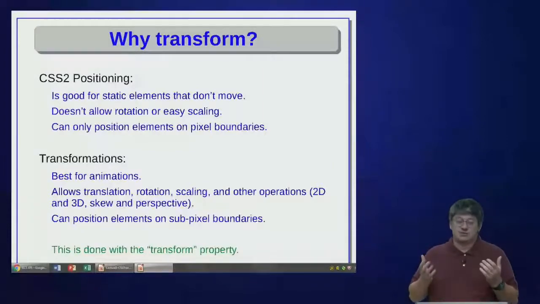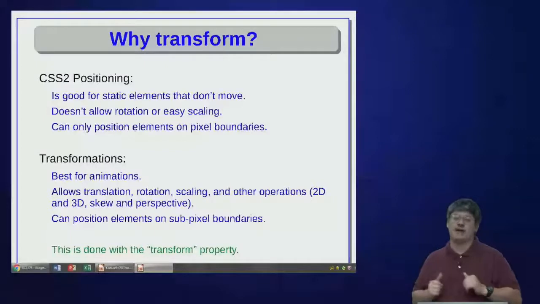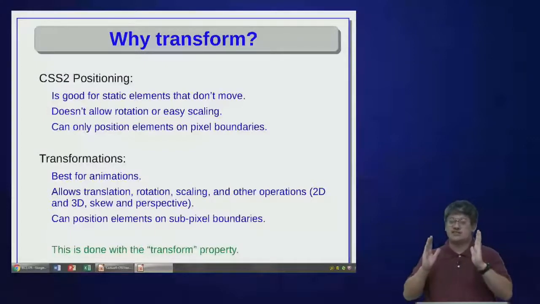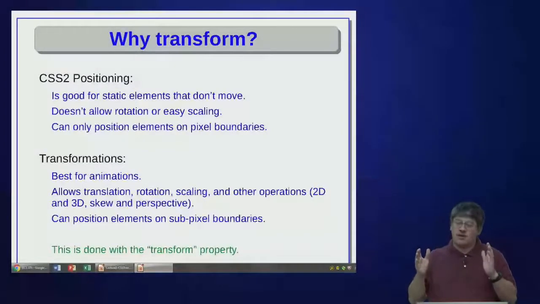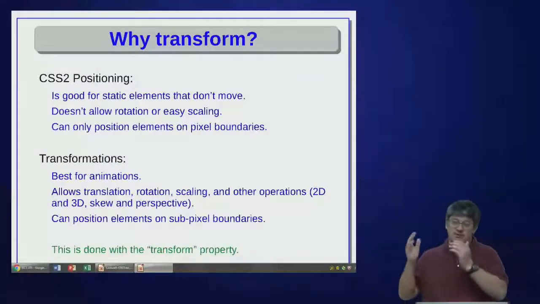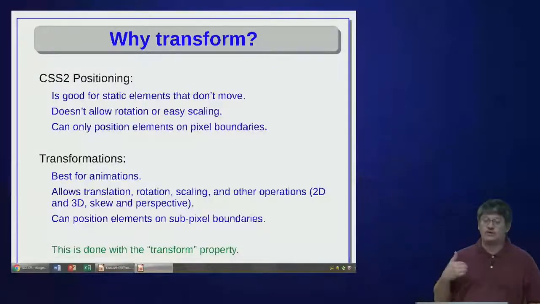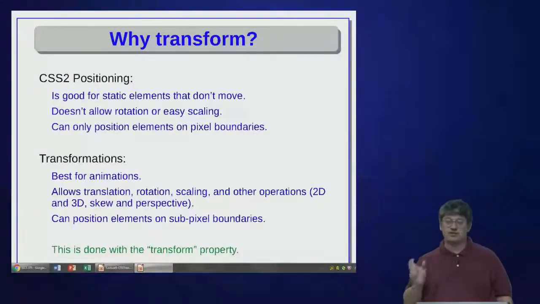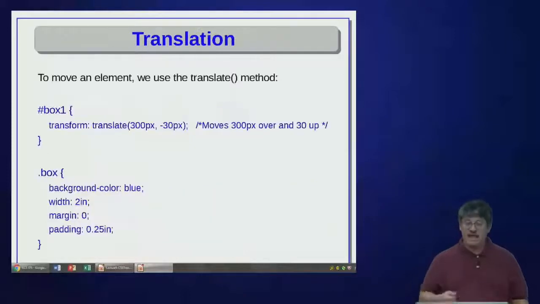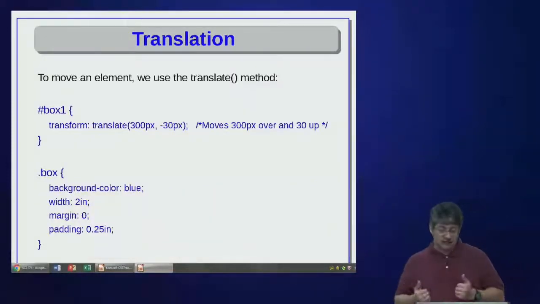If we use CSS3 transformations, we can actually position things on sub-pixel boundaries. In other words, we can slide things so that they're halfway between two pixels. It doesn't show up on the screen that way because there's no way to show something that's not on a pixel, but the math works nicer and we get nice smooth animations. So we do this with a special CSS property, the transform property. And the transform property uses several different methods to position the elements.